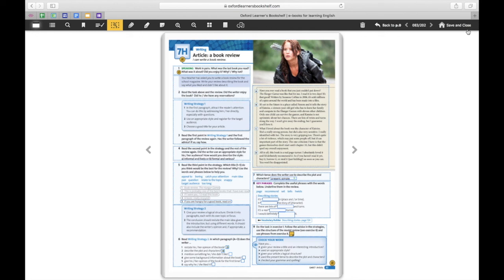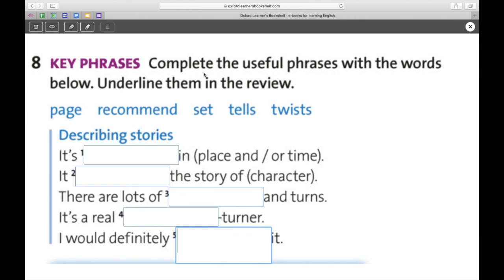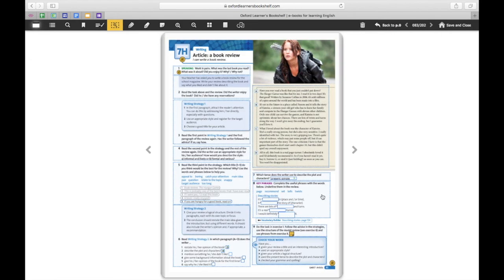Okay, so if we go on, you need to read this article one more time and complete the phrases from exercise 8. Okay, so you need to do this exercise yourself. You can again check after completing it from here yourselves, looking at the correct answers, and write the book review.